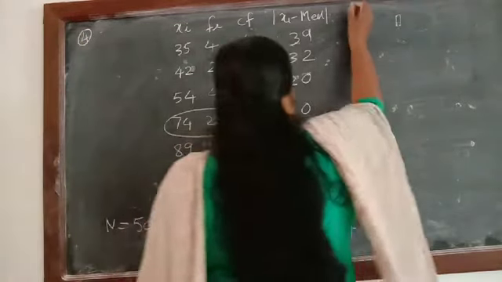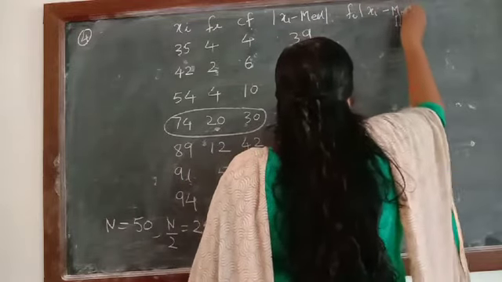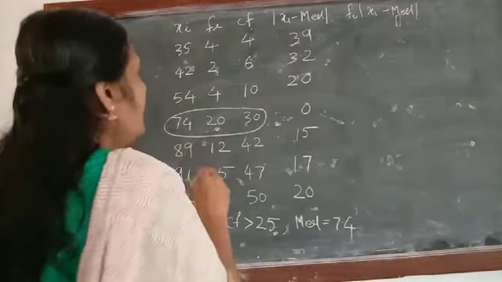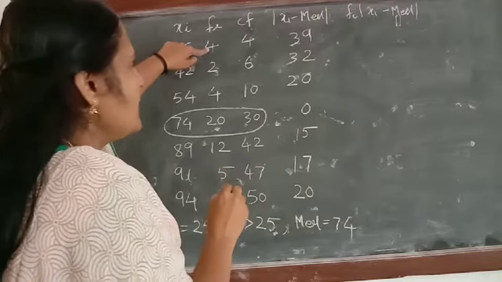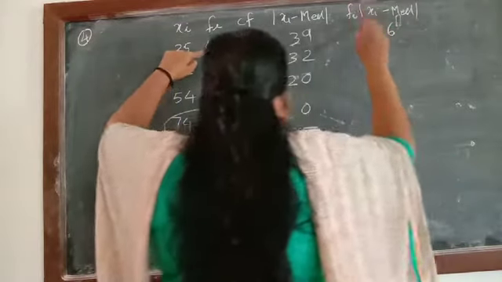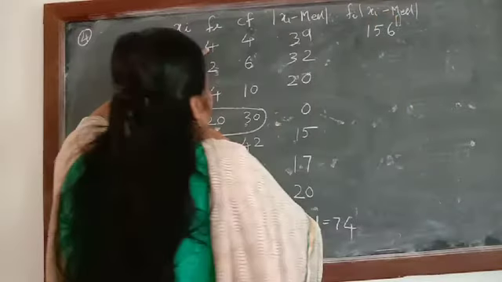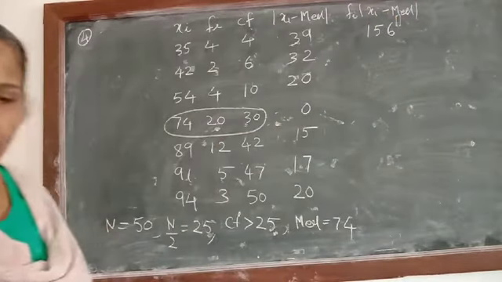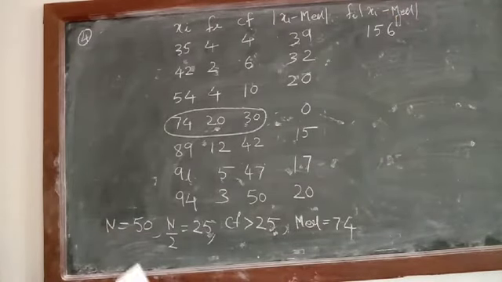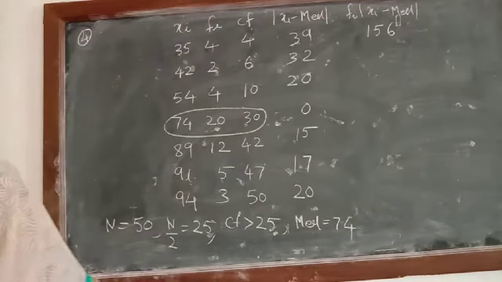After that, the next column will be Fi into modulus of xi minus median. Now multiply with the corresponding frequency. 4 into 39: 4 9s are 36, carry over 3, 4 3s are 12, 12 plus 3 is 15. After that, 32 into 2 will be equal to, whenever you are writing the numbers, write the numbers in proper order.